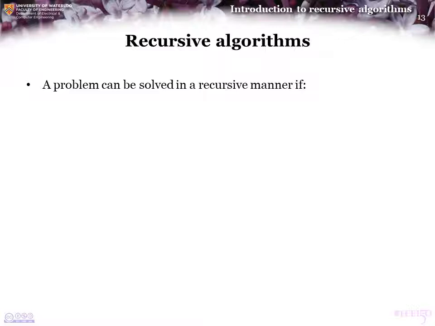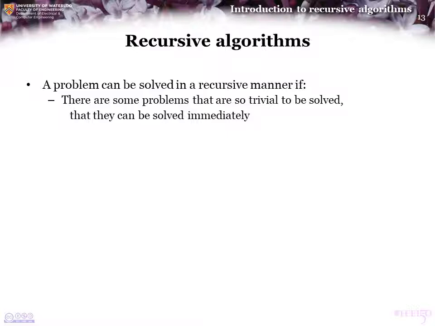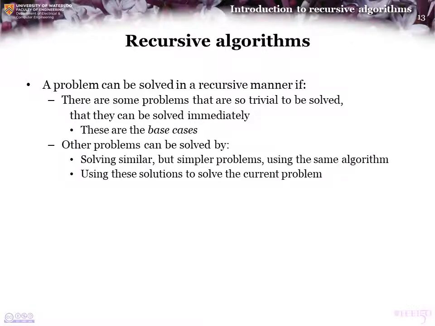Thus, a problem can be solved in a recursive manner if there are some problems that are so trivial to be solved that they can be solved immediately. These are called the base cases, and in the 3 previous examples, the base cases were first, managers who only had workers reporting directly to them, directories that only had files and no subdirectories, and finally, individuals who were either Genghis Khan or born before 1155. It is also necessary that any other problem can be solved by solving similar but simpler problems using the same algorithm and then using the solutions to these simpler problems to solve the current problem.